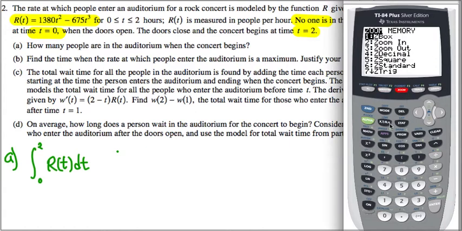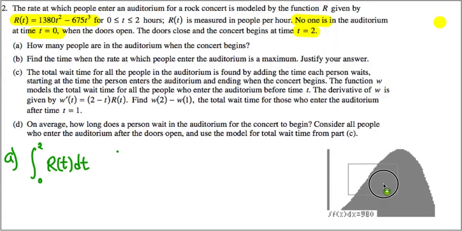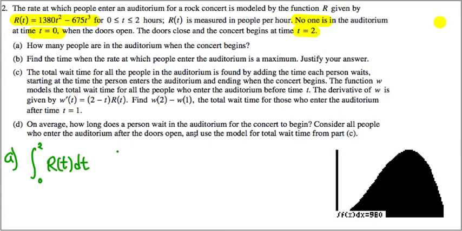And I'm going to go for zoom fit, which is number 0, and we're going to get a nice graph that looks like this. If you want to integrate, then second trace, number 7, as you can see over here, lower limit will be equal to 0 and upper limit will be equal to 2. That tells us that the number of people who got into the concert was exactly 980. Alright, so that was good.